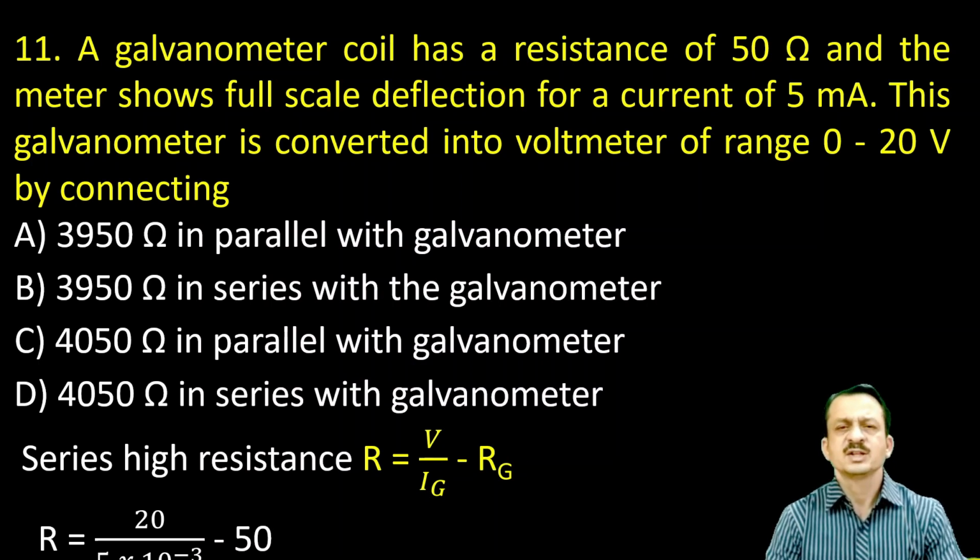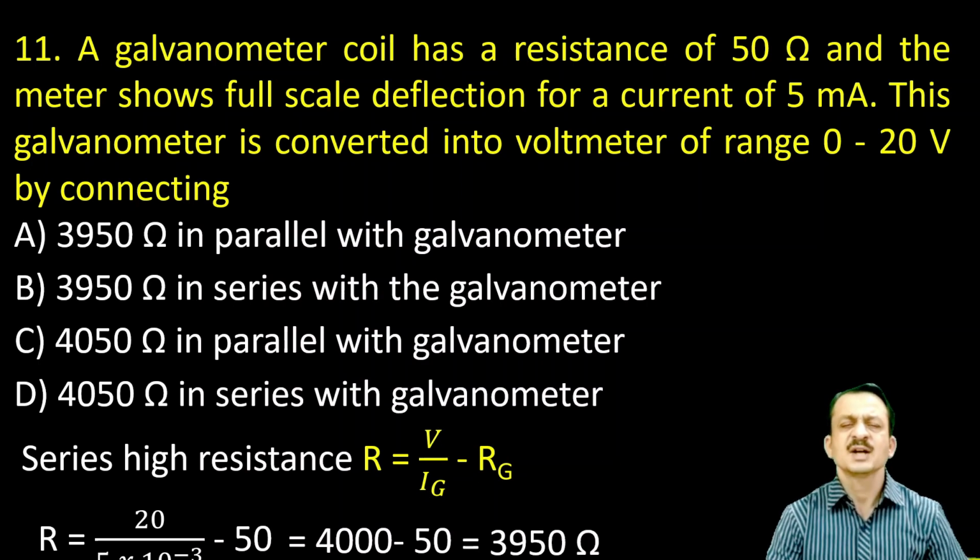20 by 5 is 4. 10 to the power of minus 3 goes to the numerator. 4 into 10 to the power of plus 3 is 4000. 4000 minus 50 is 3950 ohms. Therefore, B is the right answer, because it has to be connected in series to convert a galvanometer into a voltmeter. Hence, B is the right answer here.